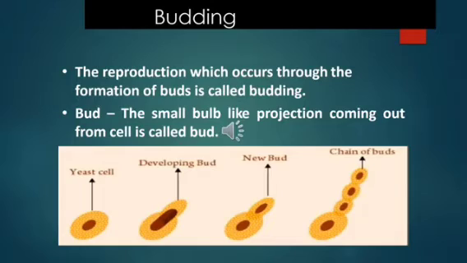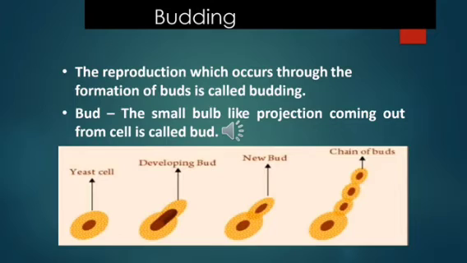Now here, in the first picture you can see the yeast cell. In the next picture you can see a small bulb-like projection which is coming out from the yeast cell. Can you see that? That is the developing bud. Now gradually this bud develops and the nucleus, that dark brown portion, just splits. That's called the nucleus. It splits and enters the outgrowth.